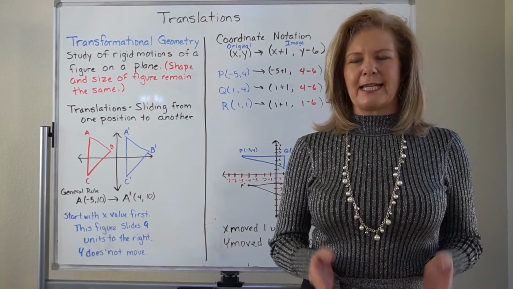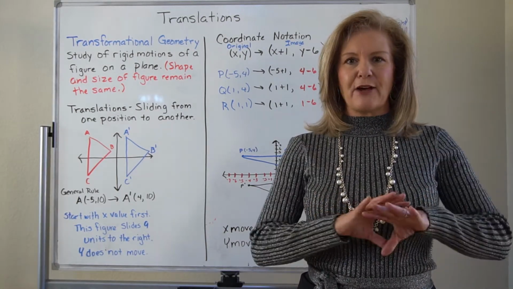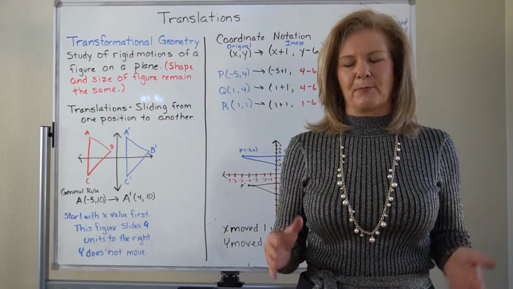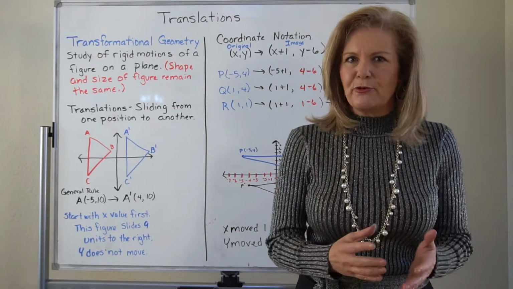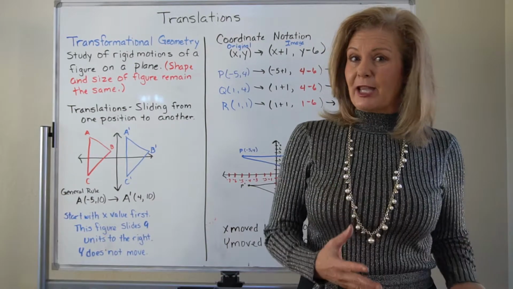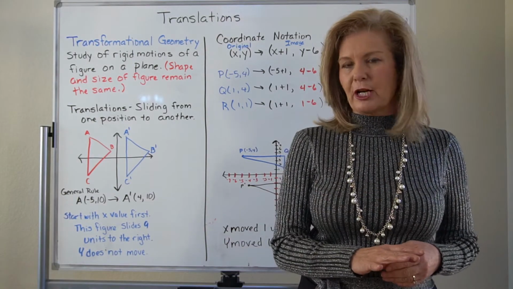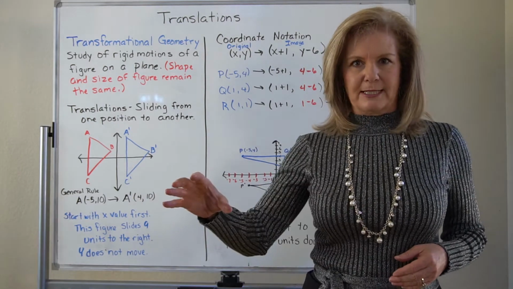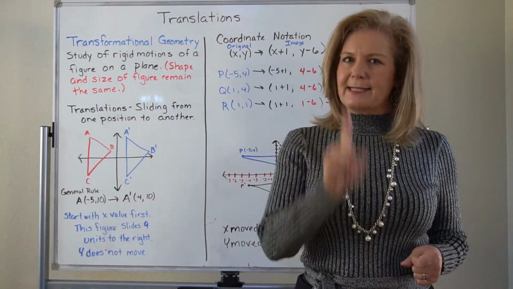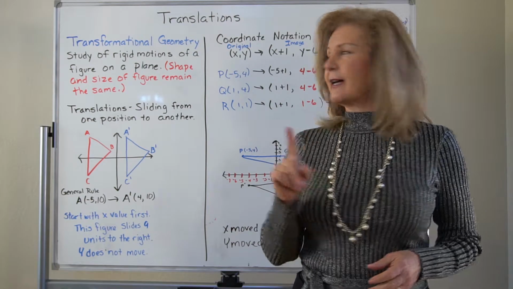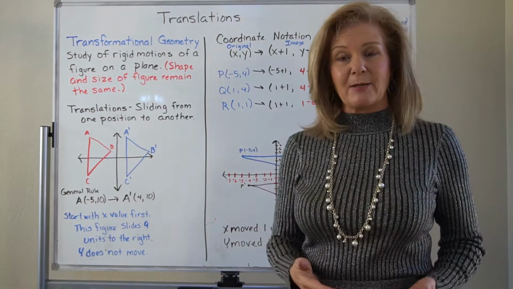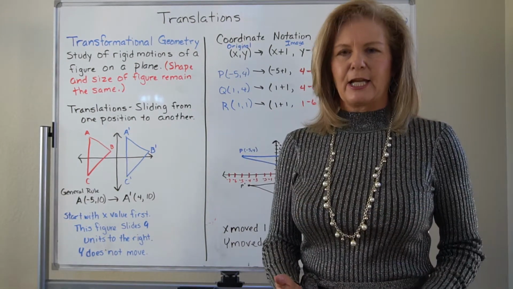Transformational geometry is the study of movement of objects on a plane. This is rigid movement, which means that the size and the shape of the object does not change. We are simply moving it from one position on a coordinate plane to another position. We're only going to look at one type of transformational geometry today, and that's going to be translations.